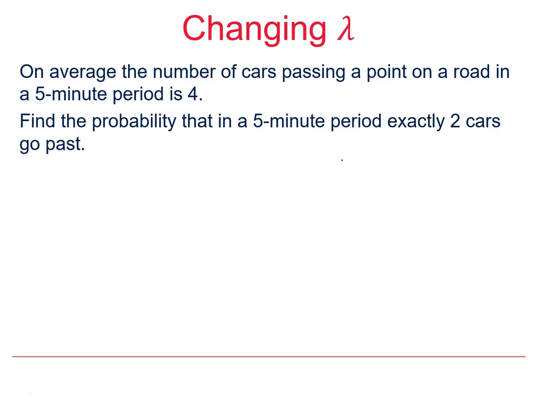If you read through this example here, it's one we looked at in the previous video, and we defined our random variable x as the number of cars passing a point in a road in a 5-minute time interval. And remember, with variables that follow a Poisson distribution, they are always defined for a particular time or space interval. We are told that the Poisson parameter lambda, the average number in that time or space interval, is 4.